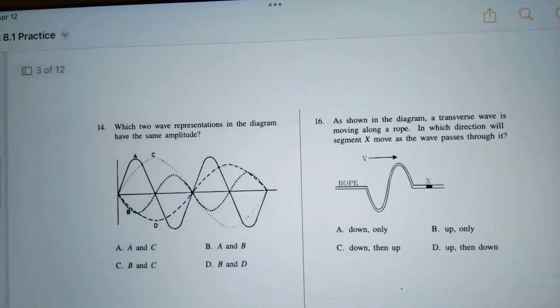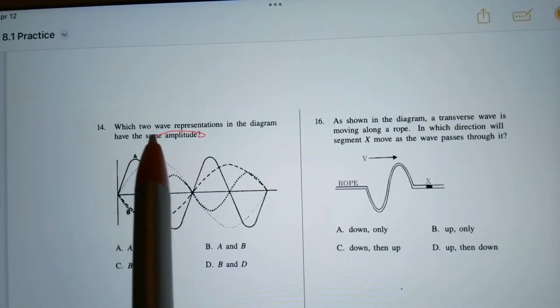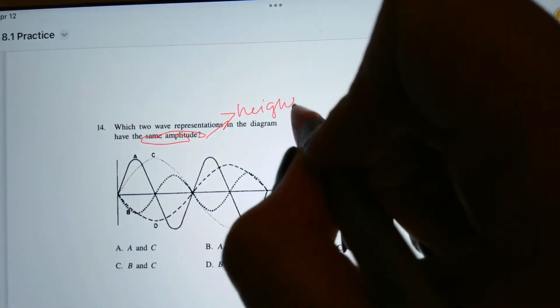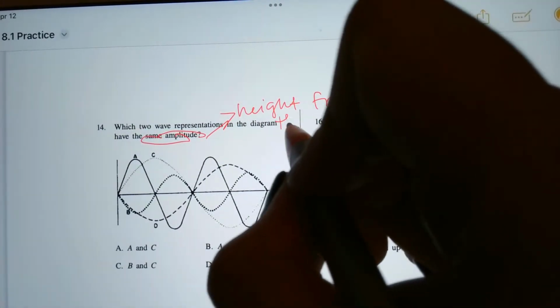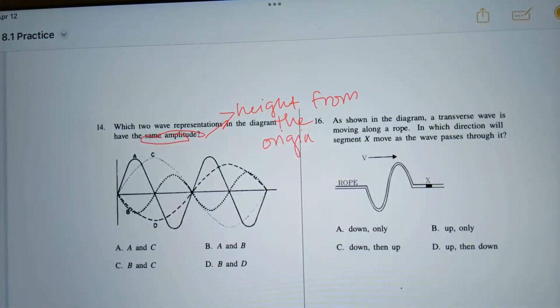Number 14. Which two wave representations in the diagram have the same amplitude? Okay, amplitude is just height from the origin. So we're trying to find those things.